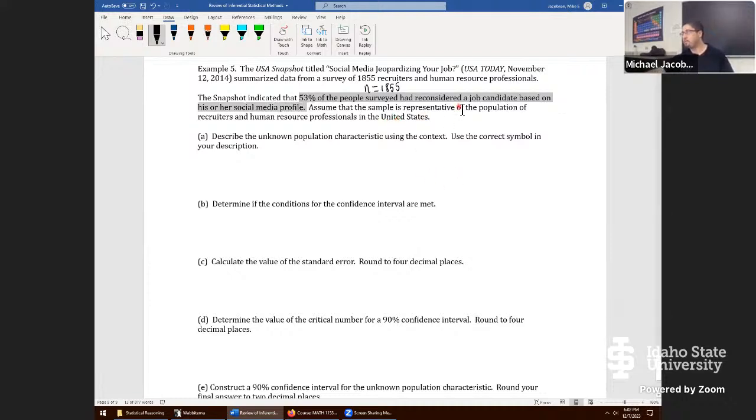We are going to assume that the sample is representative of the population of recruiters and human resource professionals in the United States, which are the people you probably talk to in order to be finding a brand new job. So right here from this statement, it says 53% of the people surveyed, we had some kind of outcome. That 53% is enough to tell us this is categorical data. There's only 2 outcomes. It's where they reconsidered a job candidate, that's the success, even though it sounds bad. And the failure is where they weren't reconsidering that person based off their social media profile. So on this problem, let's say we have categorical data. Let's circle that to indicate it.